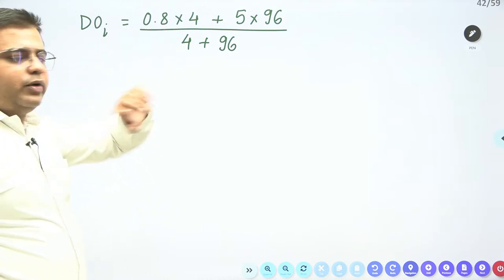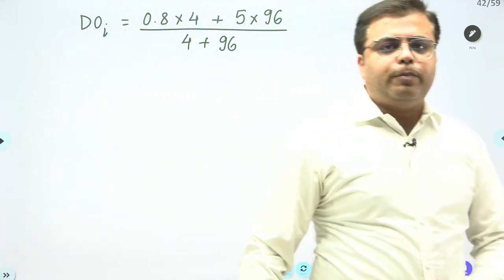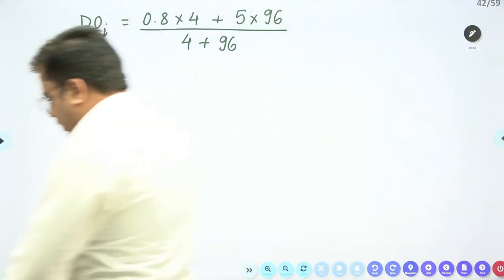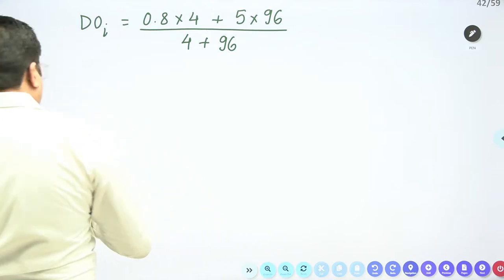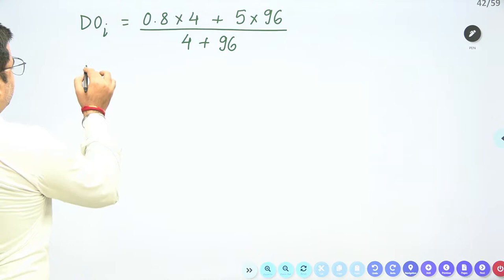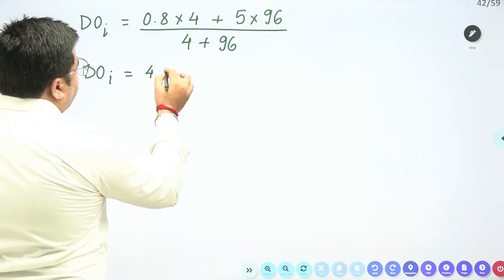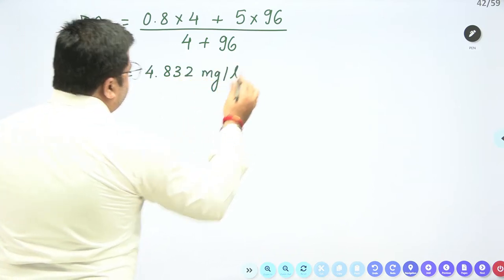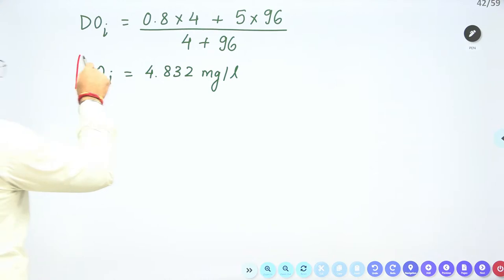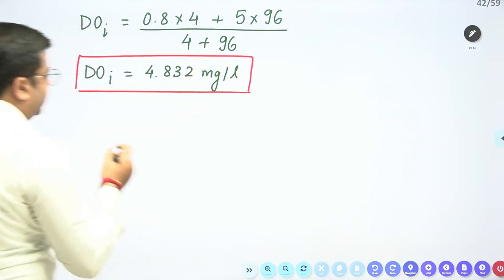Just get me the quick answer for this DO initial. DO initial is 4.832. Okay, let me check. It is 4.832, correct. So DO initial is 4.832 milligram per liter. Quickly get me the dilution ratio for the diluted sample.